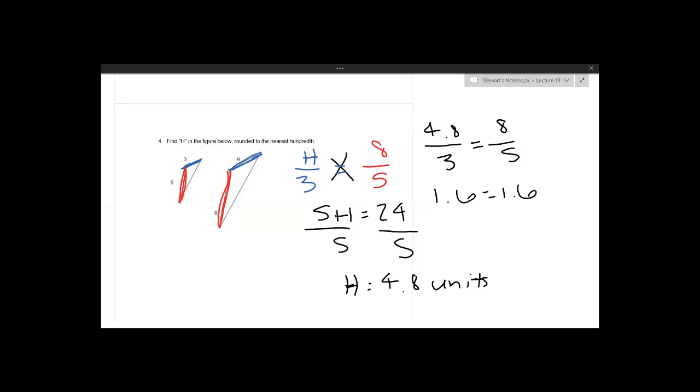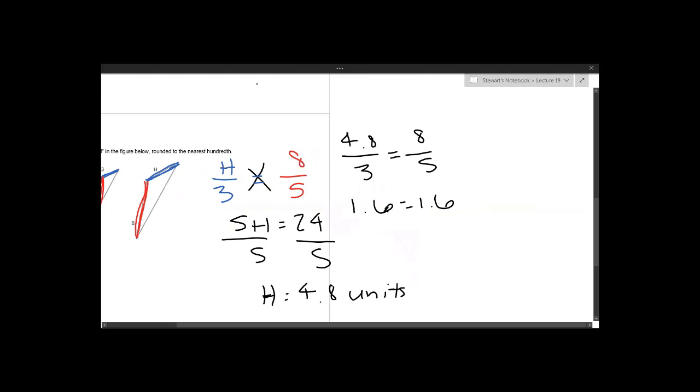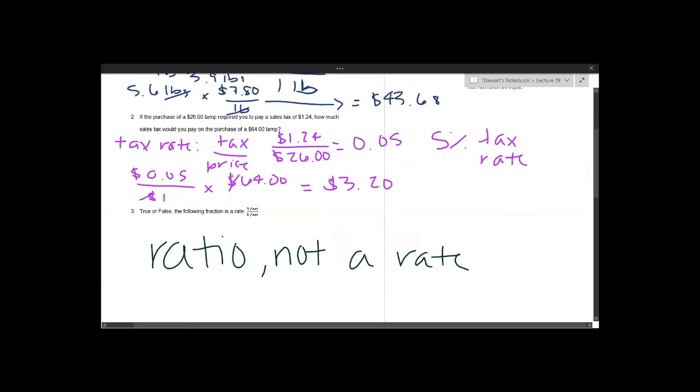So it checks out. And you can always check your proportions like that to make sure that they actually are equal once you solve. And I believe that is it for this video, not for today.